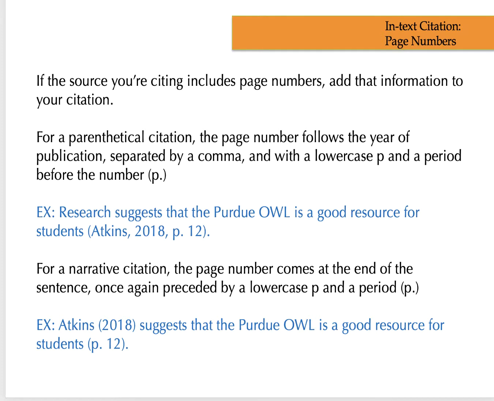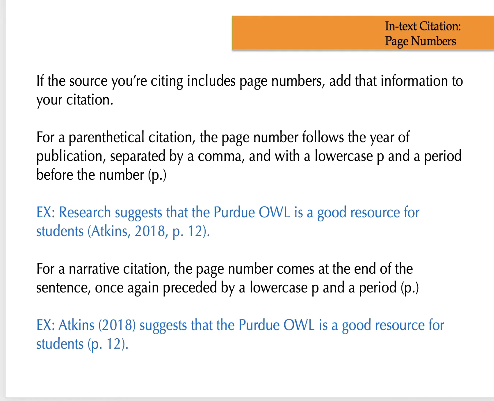It says the page number follows the year of publication, and it's separated by a comma and with a lowercase p and a period before the number. So you can see there that it's got Atkins, comma, 2018, comma, p, lowercase p, period, and 12. That's page 12. And that would be a parenthetical citation that is in parentheses at the end of the statement that you've made.